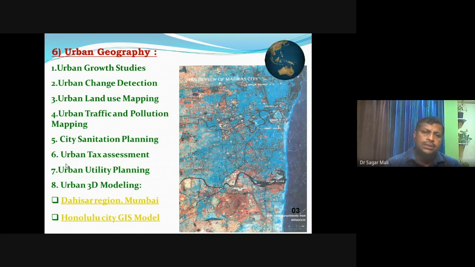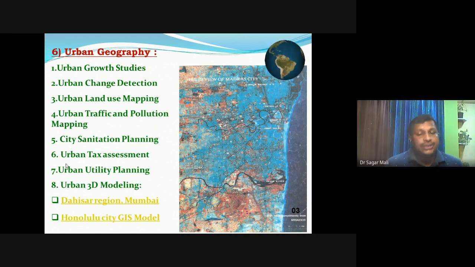So where can we use remote sensing in urban geography? First, for urban growth studies. At which rate is a specific city growing? What was the situation of a particular city 10 years back or 20 years back, and what is it now? We can find out how much the city has grown and the rate of growth. Based on that growth rate, we can estimate how much that city will expand after 30 or 40 years, and in which direction the city will expand more. That we can calculate in GIS modeling, estimation modeling.